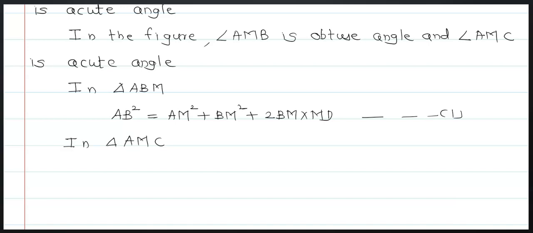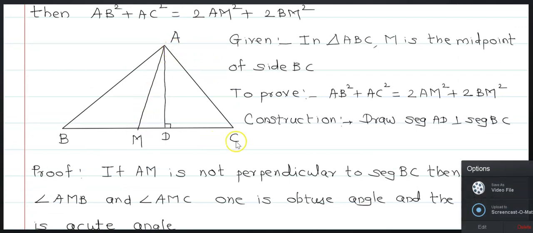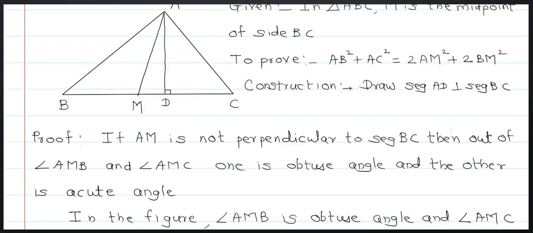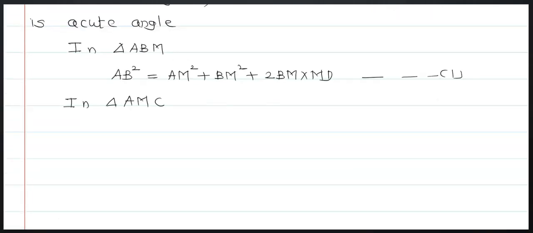Again, in triangle AMC, the angle M is an acute angle. Therefore, AC square is equal to AM square plus MC square minus 2 MC into MD.